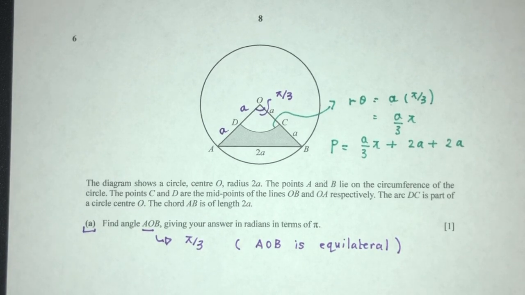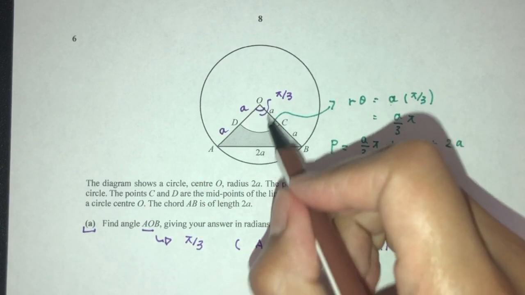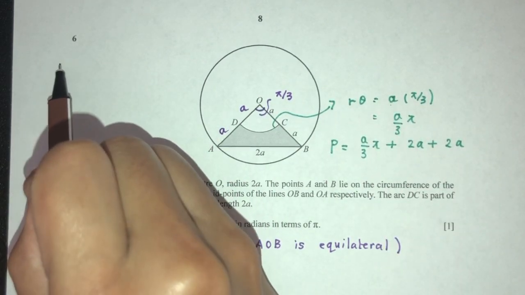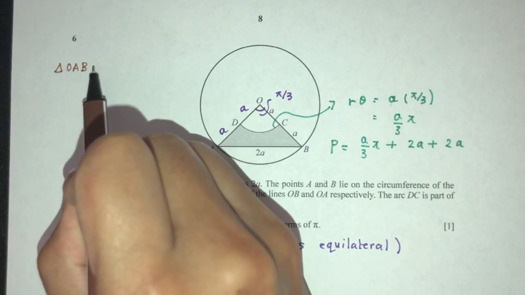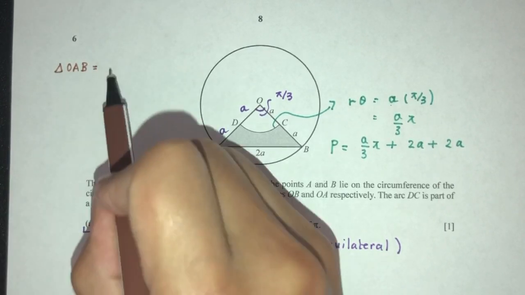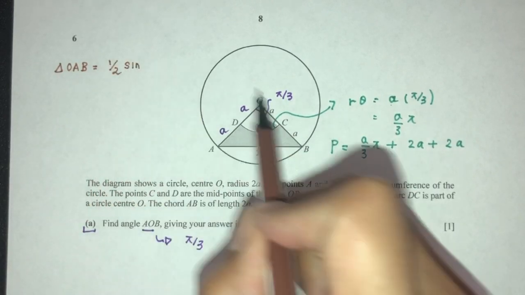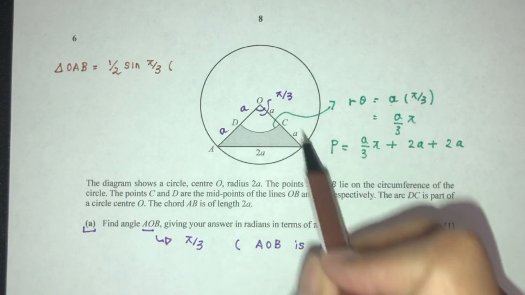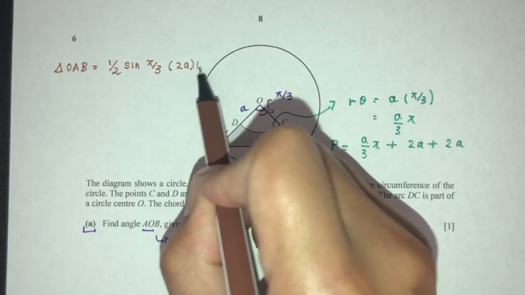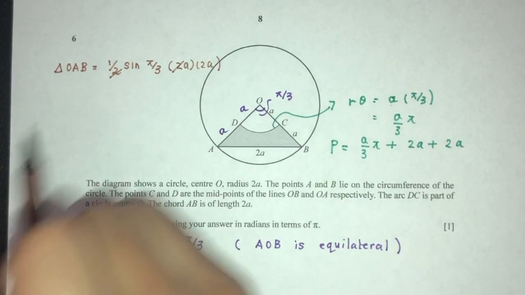So we can first find the area of the triangle and minus the area of this one. So let's call the area of the triangle, triangle OAB, the big triangle. How would you find that? You can use your formula, which is half times sine of the angle in between, which is pi over 3, and times the two sides. That will be 2a times 2a. That will cancel out here.